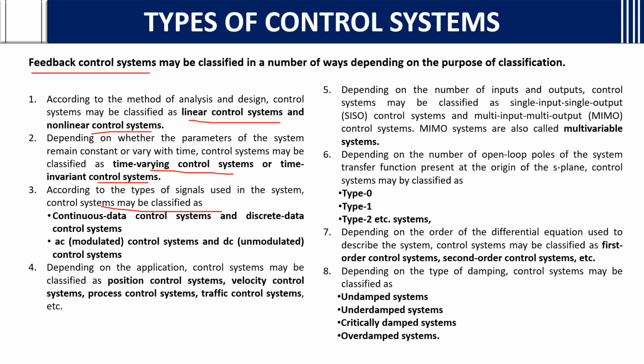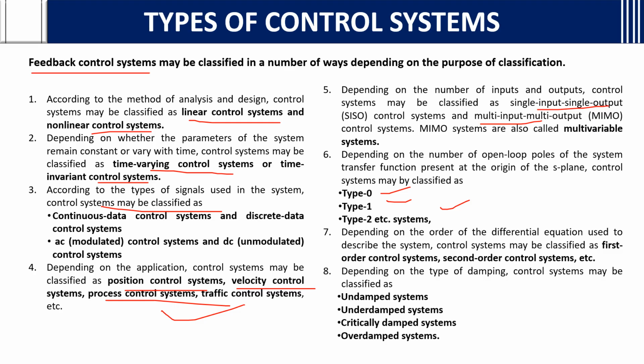Depending on the application, control systems may be classified as position control systems, velocity control systems, process control systems, and traffic control systems. Depending on the number of inputs and outputs, there are multivariable control systems, multiple input multiple output control systems, and single input single output control systems. And depending on the number of open loop poles, there are type 0, type 1, type 2, type 3, etc.